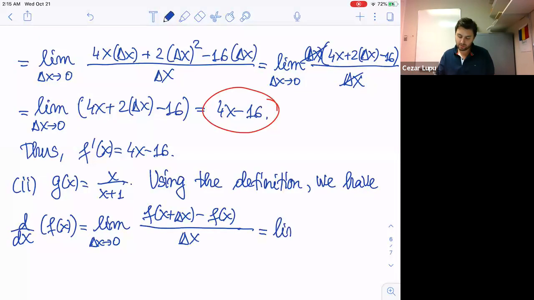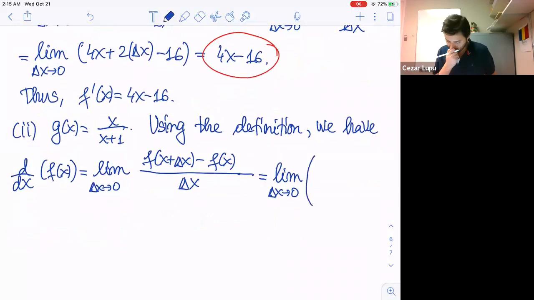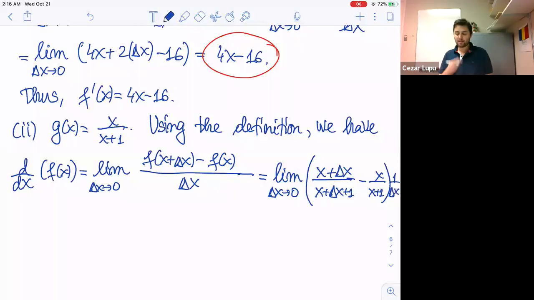So this will be nothing else than just the limit as delta x approaches 0 of, and now let's be careful here. I'm going to write it in this way. So this would be x plus delta x over x plus delta x plus 1, right? Minus x over x plus 1. And I'm going to put here 1 over delta x.